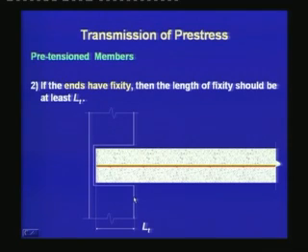If the ends have fixity, then the length of fixity should be at least LT. That means if we have inserted a pretensioned member in a socket and there has been some fixity at the ends, then the length of the fixity should be at least the transmission length, such that after we go beyond the face of the support, the prestress has already been transferred to the concrete. These are the recommendations to check that the points of maximum moment are outside the transmission length calculated from the ends.